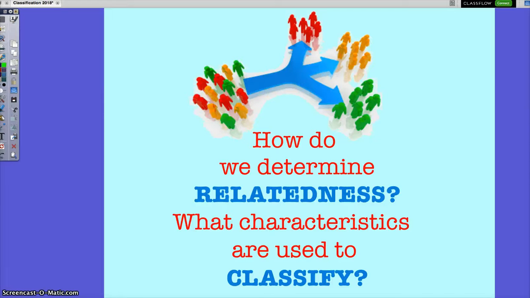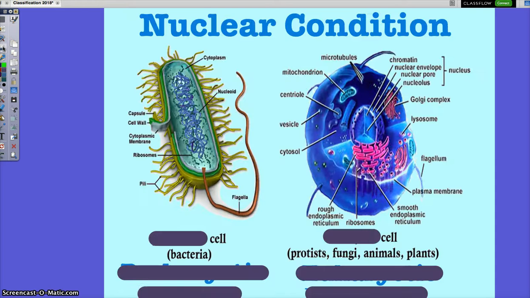So we learned about a key that helps us organize where organisms belong. But how do we create that key? It's based on specific characteristics that we use to classify organisms. We're looking at organisms in the world. Any living thing has to be classified, and they're classified based on really 4 things and then some other ones. So the first thing we use to classify is nuclear condition.